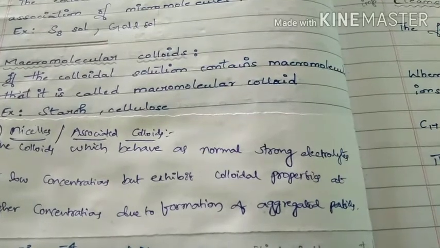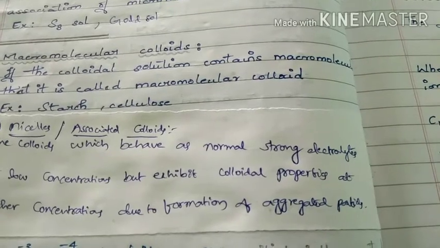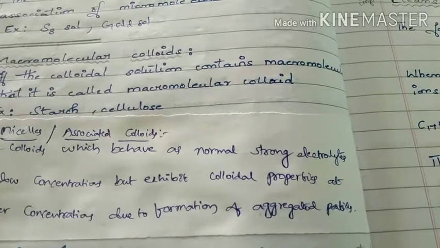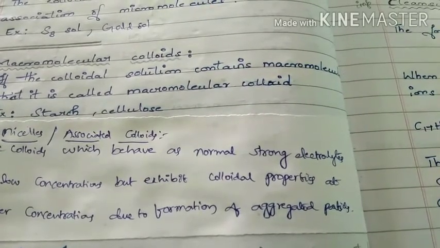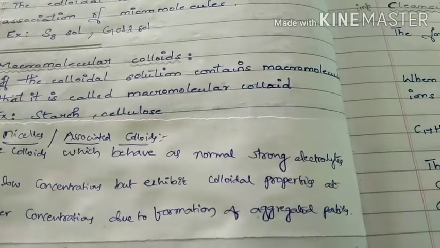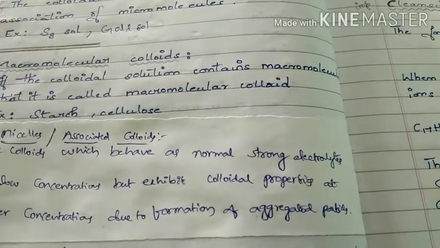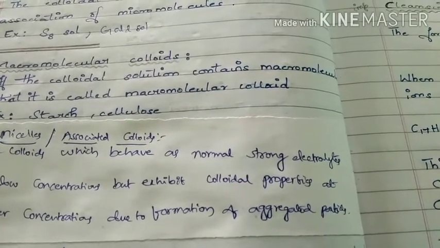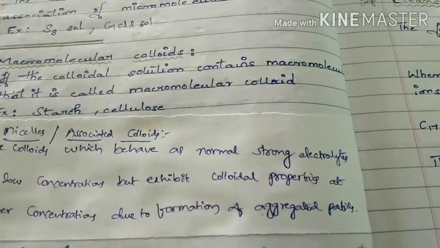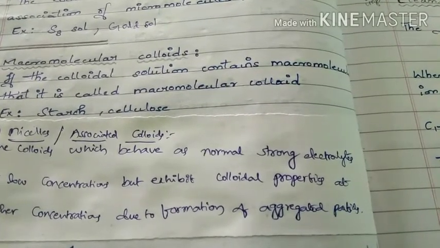So here the point is what? Starch contains a large number of glucose units. When that starch is present in water or in any liquid, all starch particles come close to each other. That means they aggregate. Then the size of the particle becomes large. That means the size of the particle satisfies the condition of a colloidal particle in a colloidal solution. Then those colloidal solutions are called macromolecular colloids. So the definition is what? If the colloidal solution contains macromolecules, that is called macromolecular colloids.